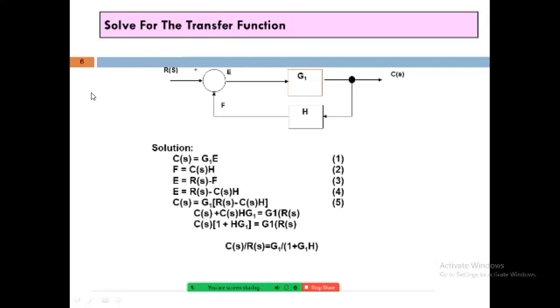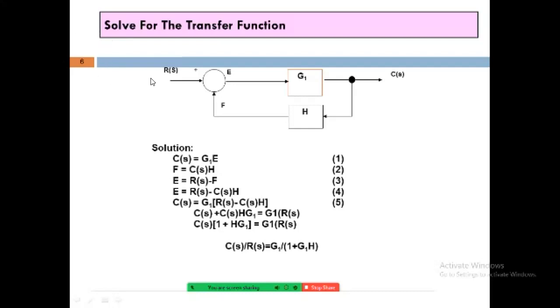Now how will this E be obtained? E is the summation of R(S) and F from the negative side. Therefore E equals R(S). R(S) is considered positive because this arrow indicates positive towards E, and F indicates negative towards E, and therefore E is given as R(S) minus F. So all these three equations are very easily defined by using this diagram.